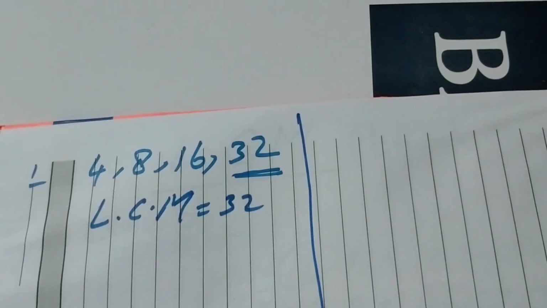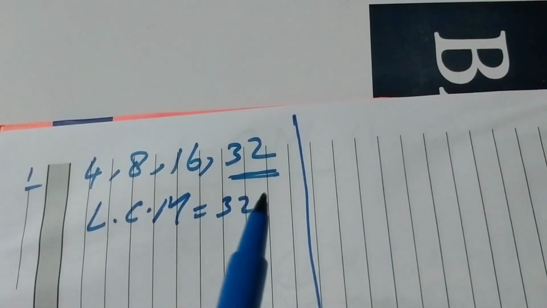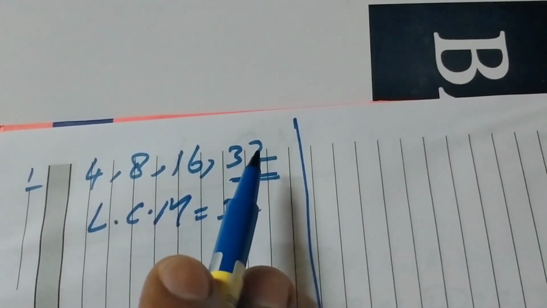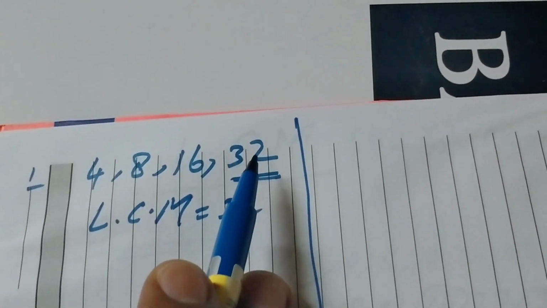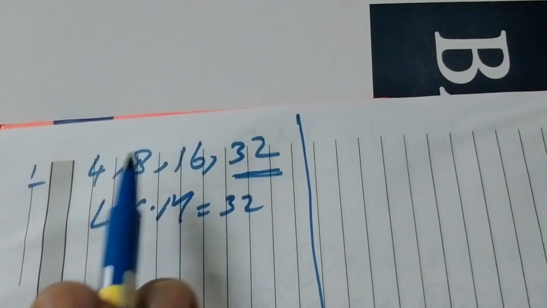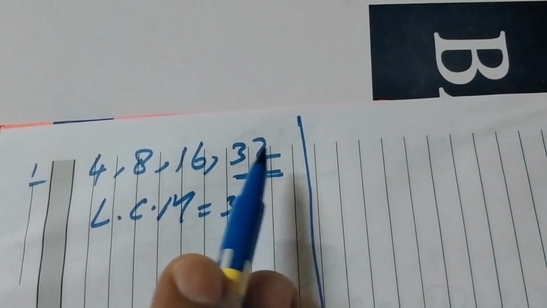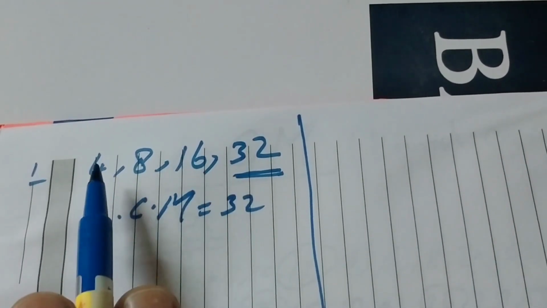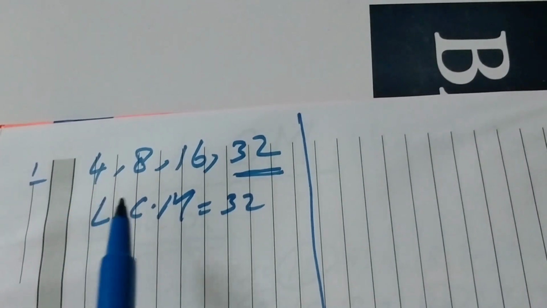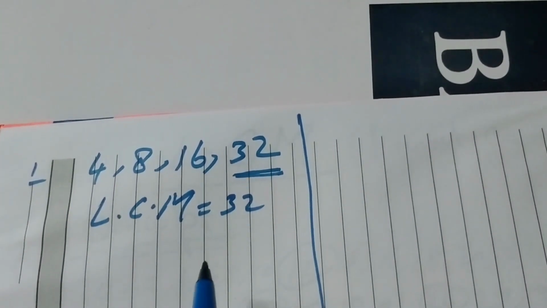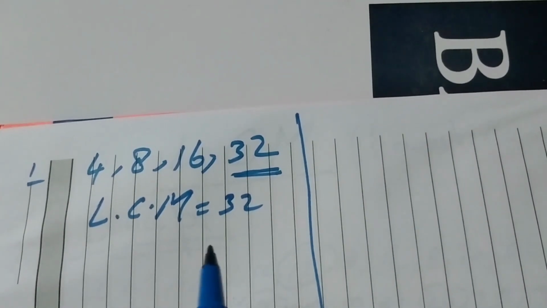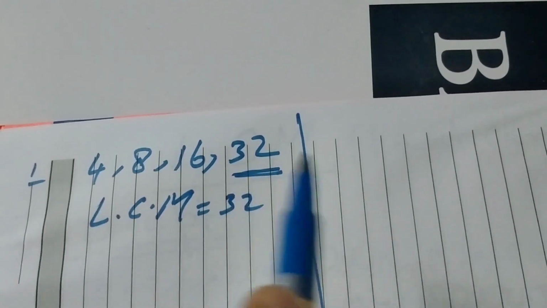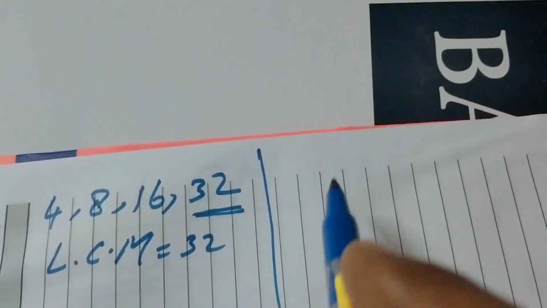This was the first technique. Let's see again. We will see the biggest number of the given numbers, and after that we will check the smaller numbers. If the big number is divisible by the smaller numbers, it means the big number is the LCM. So let's see the next technique. What is the next technique?